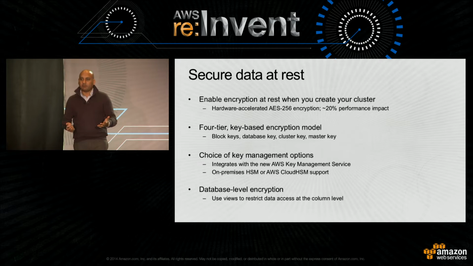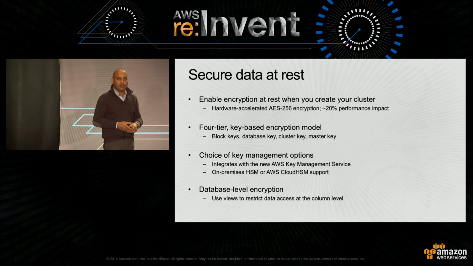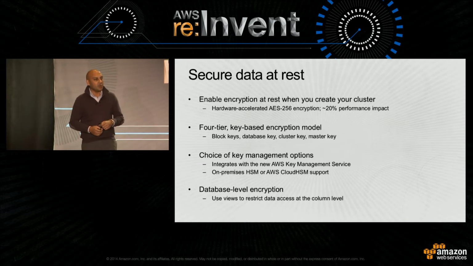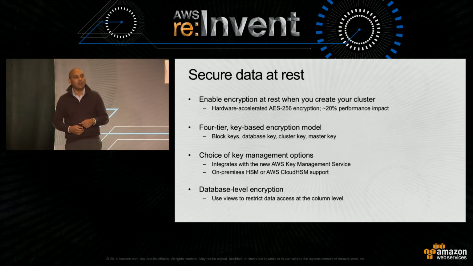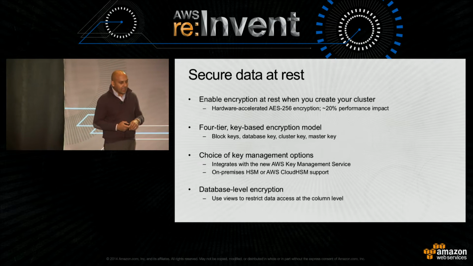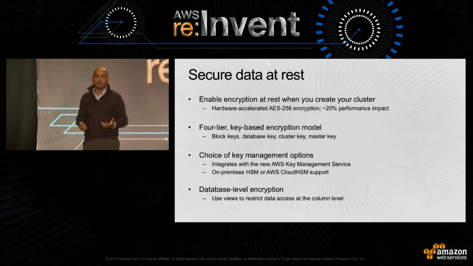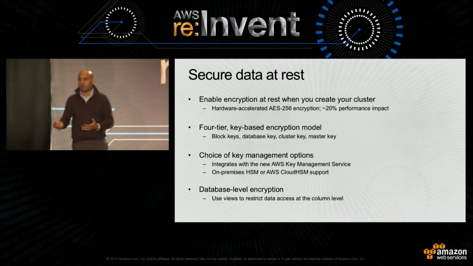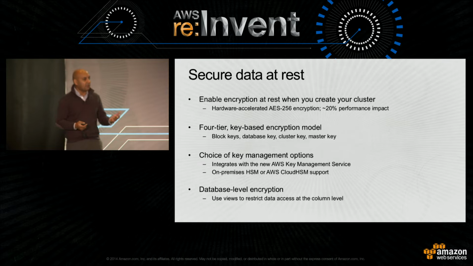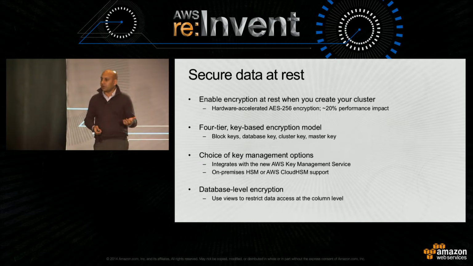Next step is securing your data at rest. So we support hardware-accelerated AES-256. There's about a 20% encryption overhead in terms of performance. It can peak higher, so something to keep in mind when you choose to enable this option. And Redshift is MPP, so if you want to run encrypted and not have a performance penalty, you can always add 20% more nodes to your cluster. And for well-distributed workloads, you'll get near linear back to normal performance.